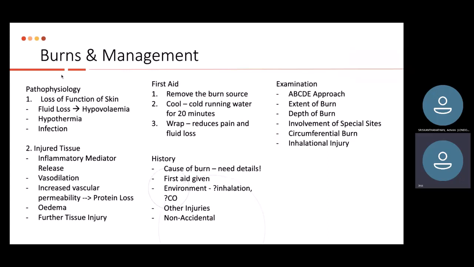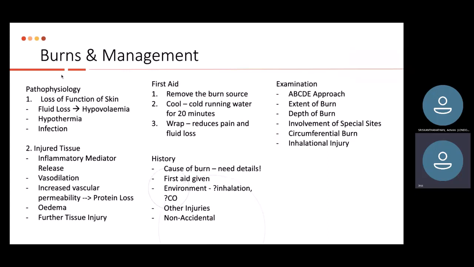Have an idea of the environment. So things like inhalation injuries or carbon monoxide. This is really important because someone might come in with quite extensive burns that you can see, but you need to think about any burns that you might not see, for example, airway injury.